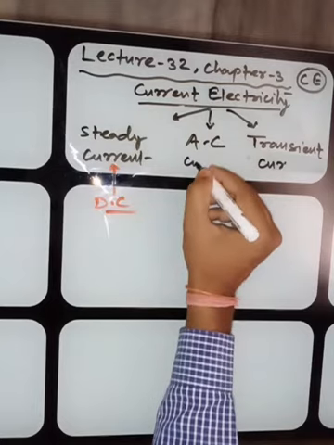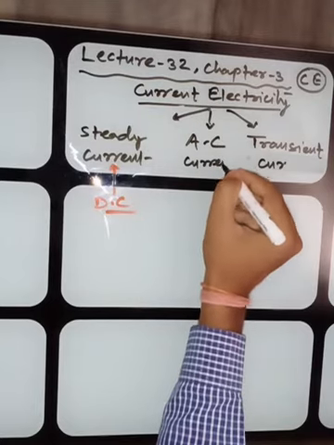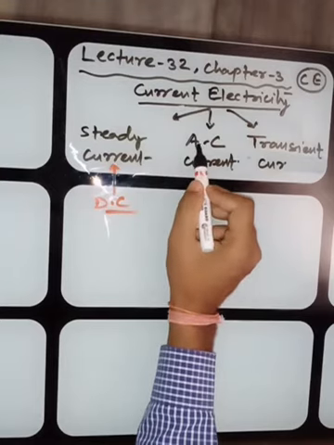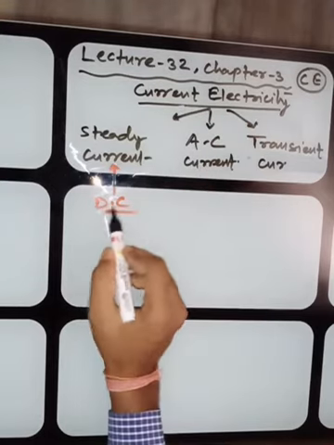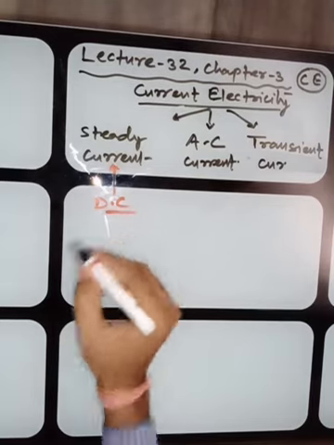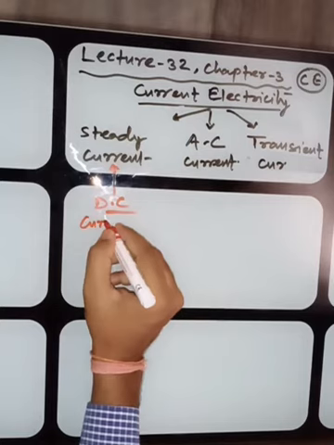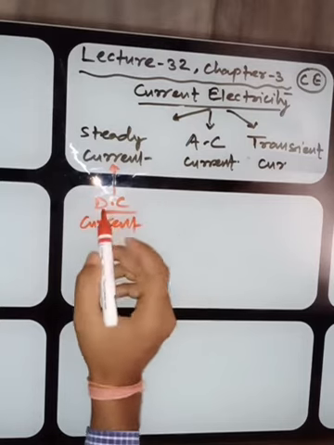Here, AC current. We used to speak alternating current, otherwise we write AC current. Here, DC current, direct current. You will write here DC current, that is the direct current.